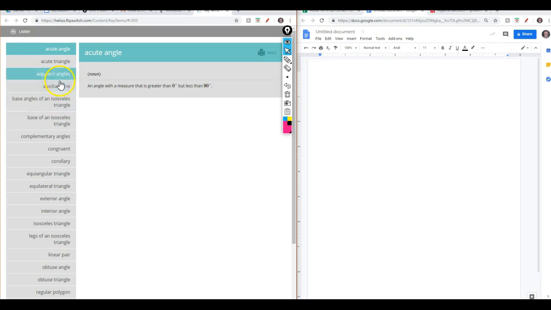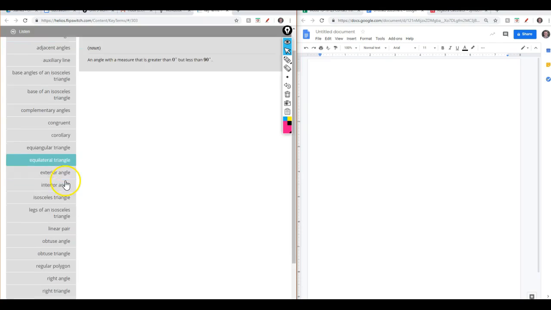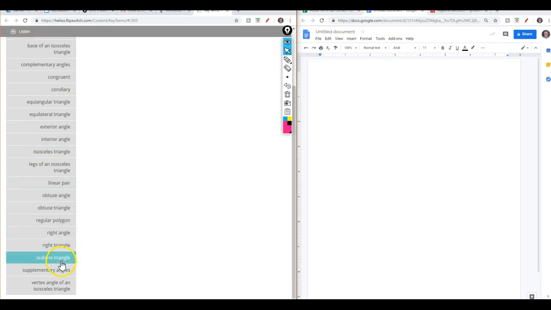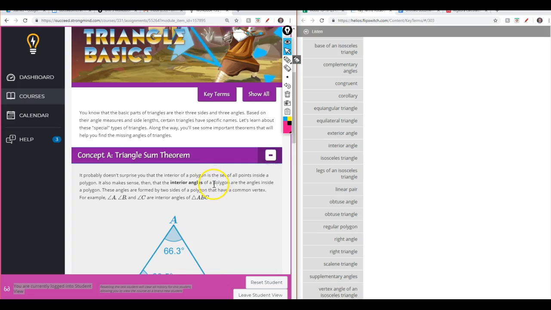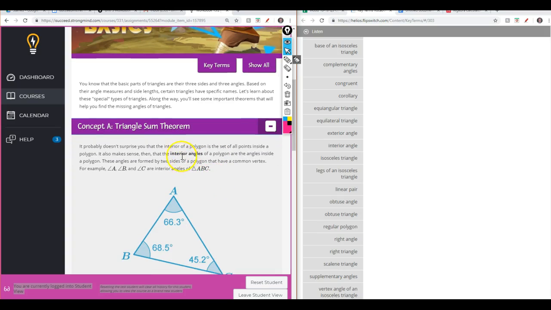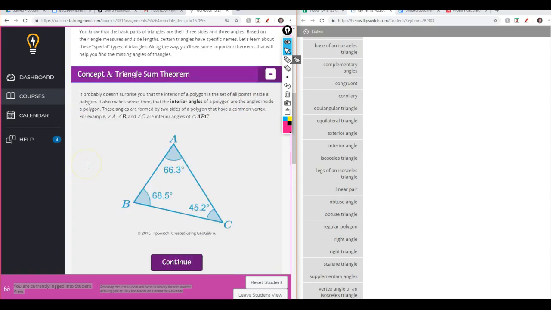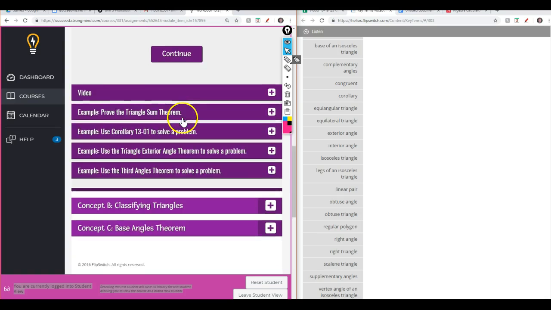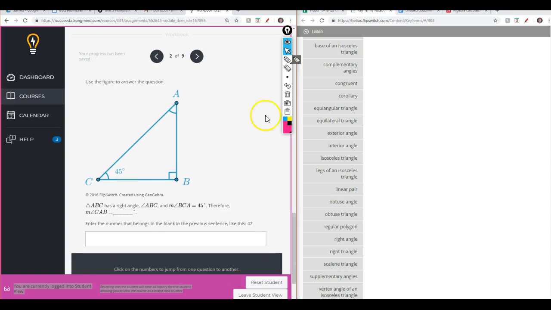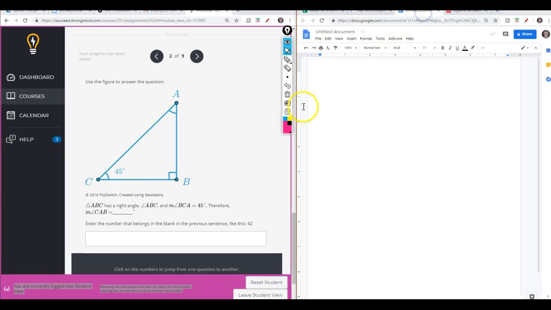this is the sum of all of the angles in a triangle. So I was just going to look to see if there was a definition of a triangle, which they don't have. However, the very first concept right here is triangle sum theorem. So it says all of the interior angles are inside the polygon, and that's what we proved to make it 180 degrees. So anyways, that's just background knowledge.